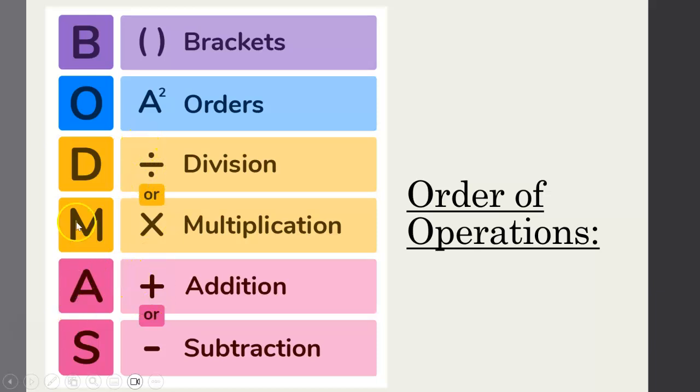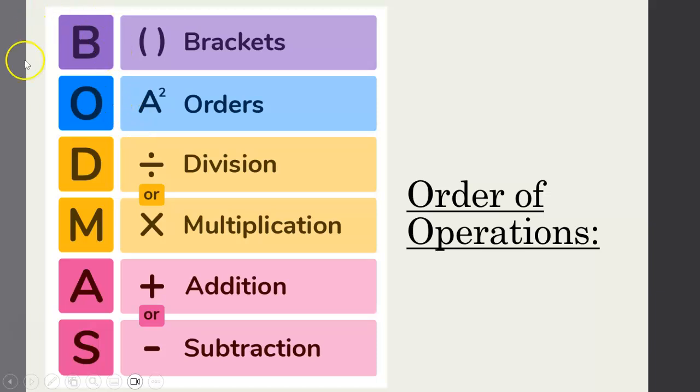Then A and S would be addition and subtraction. And again, there's no specific thing to say that addition is more important than subtraction or anything like that. It's either one or the other. But again, we read from left to right.